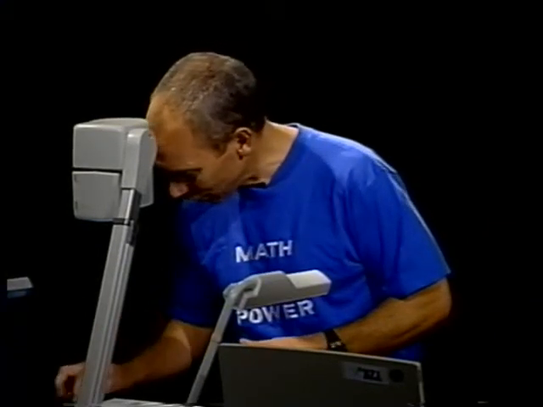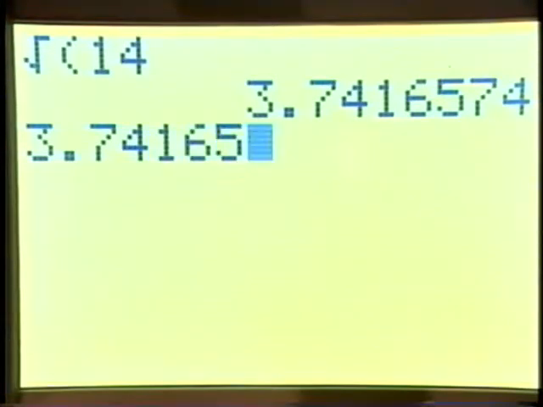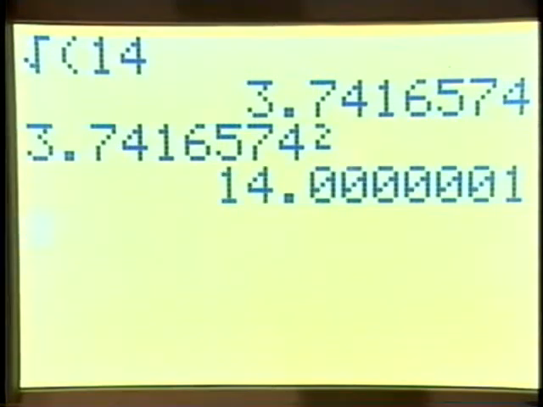Now how can I prove that that's correct? Well, let me try it. Let me type it in. 3.7416574. And now I'm going to hit the x squared button and square that. And of course, what am I hoping for here? I'm hoping for 14. Well, I got pretty close to 14.